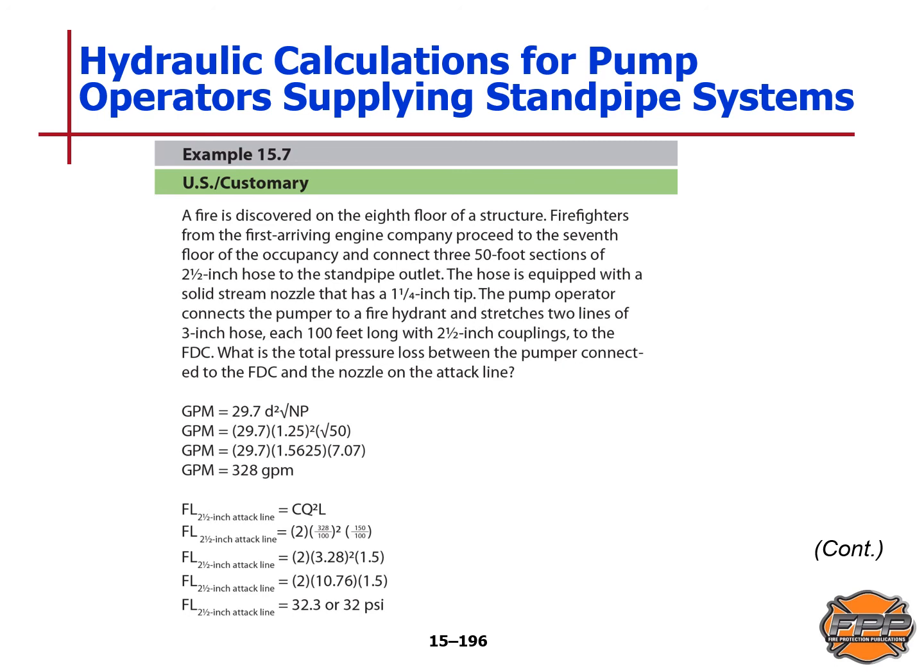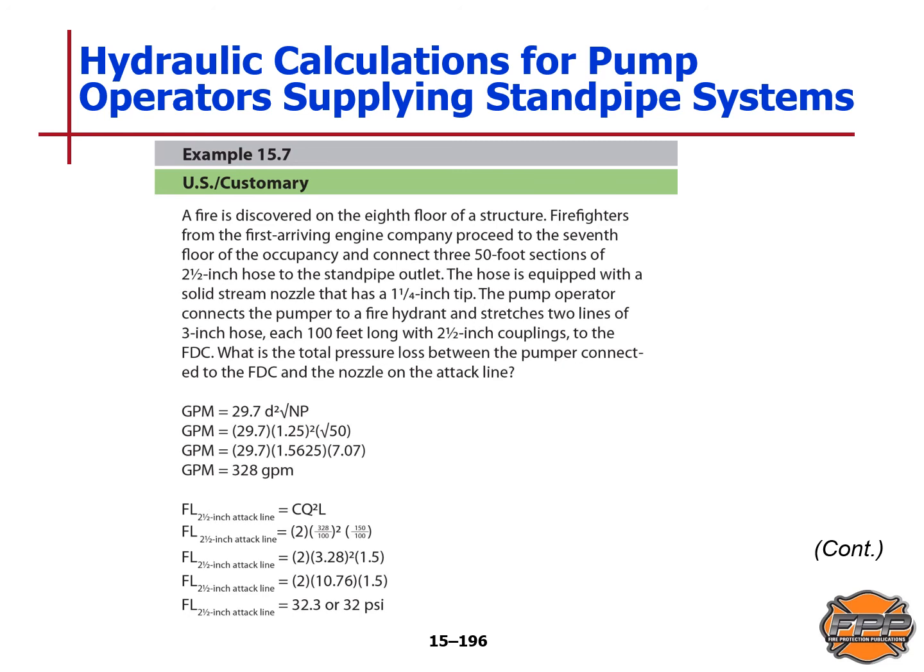The pump operator connects the pumper to a fire hydrant and stretches 2 lines of 3-inch hose, each 100 feet long, with 2.5-inch couplings to the fire department connection. What is the total pressure loss between the pumper connected to the FDC and the nozzle on the attack line? Well, you're going to use a familiar formula. Gallons per minute equals 29.7 times the diameter squared times the square root of the nozzle pressure.